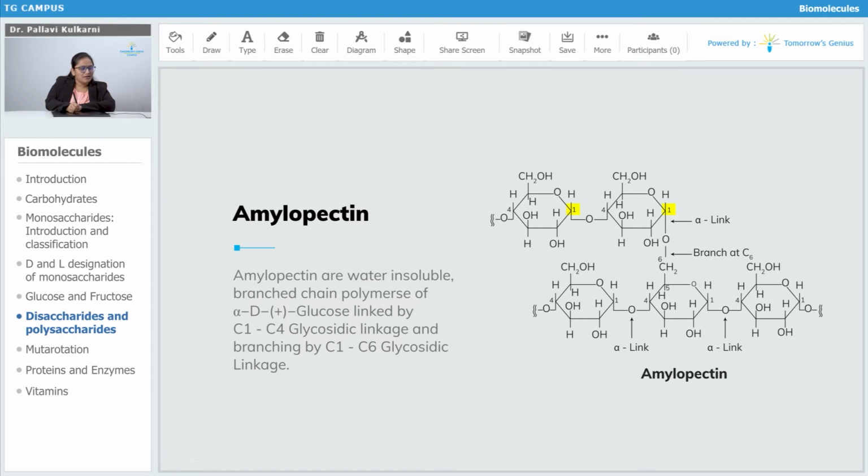The carbon number 1 of the first glucose unit is linked to carbon number 4 of the second glucose unit. That is called C1-C4 glycosidic linkage, right? Now let us see what is there in the branching. You can see carbon number 1 of one glucose unit is linked to carbon number 6 of another glucose unit. That is why this is called C1 to C6 glycosidic linkage, which is present in the branching. That's all about the structure of starch. We have studied the structure of starch.